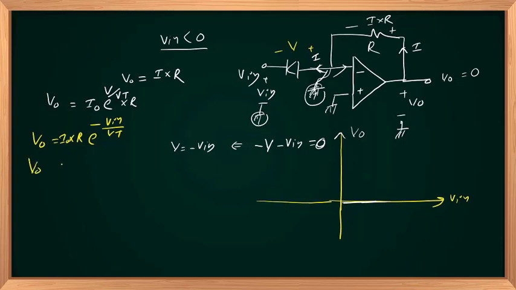So V out is equal to I naught R, which is in volts, I'm taking it as a constant, times exponential minus V in upon Vt, or V out is proportional to exponential of V in. So it's an exponential amplifier, and that happens if V in is less than 0.